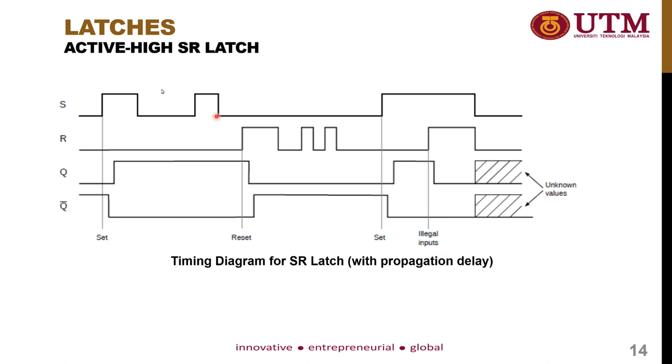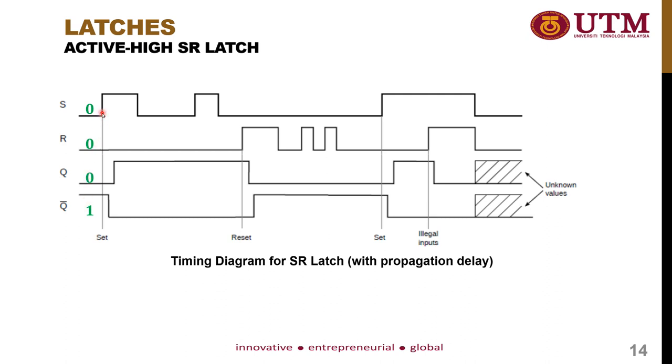So based on this timing diagram, first we need to observe the initial condition of the timing diagram. The first condition is S equals 0 and R equals 0. So it means that the latch is in storage mode, so there are no changes in the output. The initial output is Q equals 0 and Q bar equals 1.